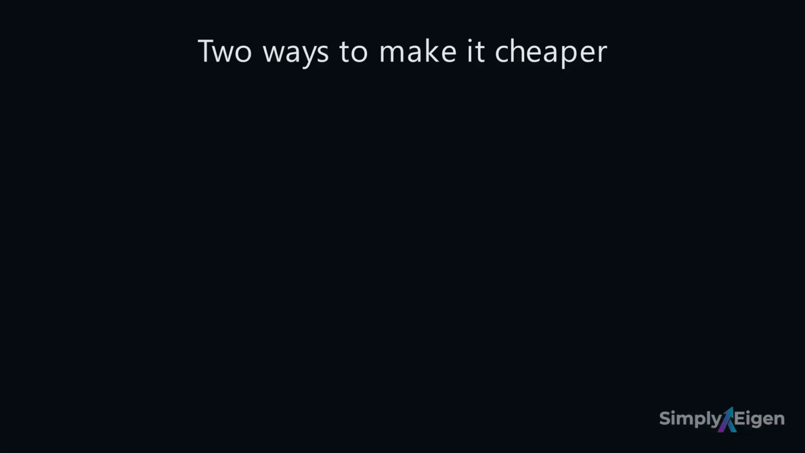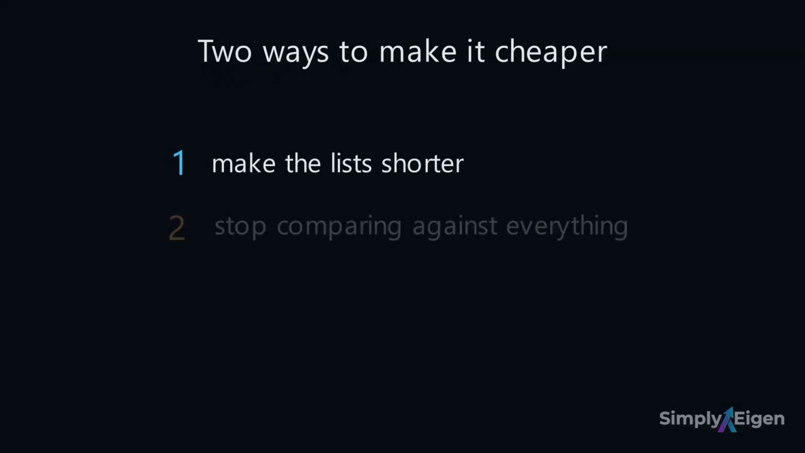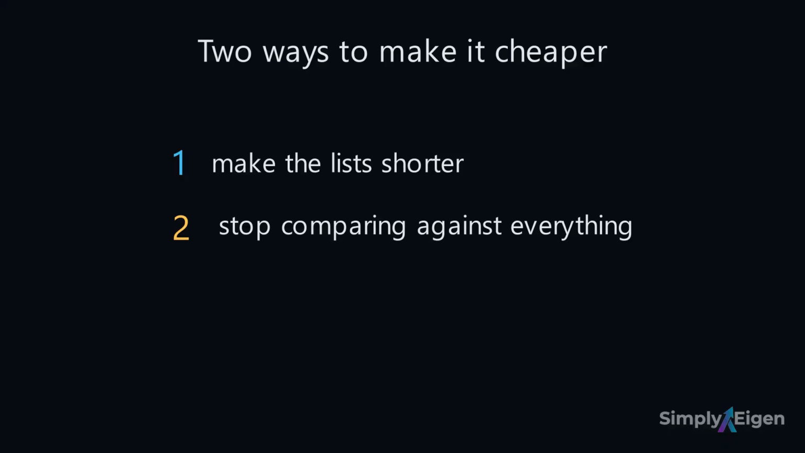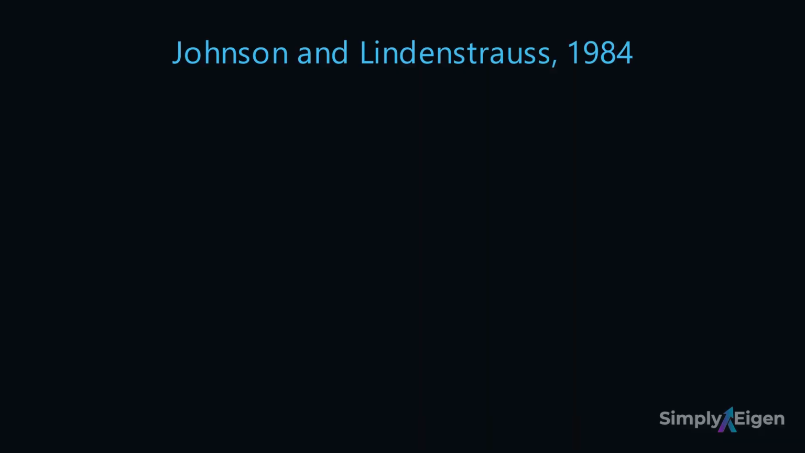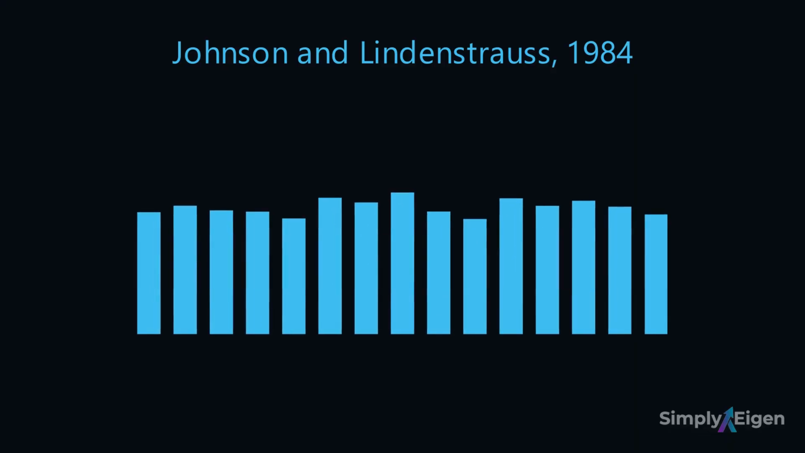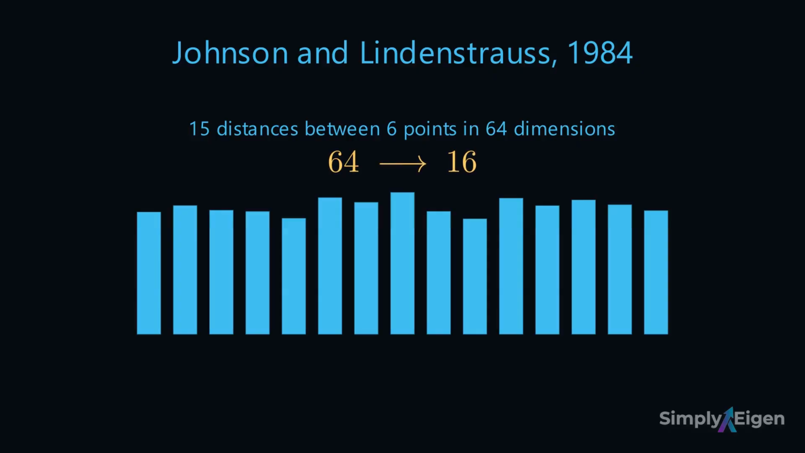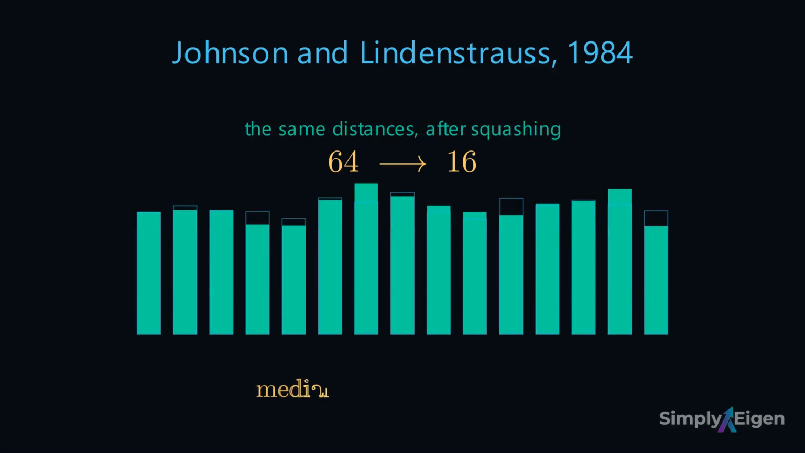There are 2 ways to make it cheaper, and both are worth understanding. Make the lists shorter, or stop comparing against everything. Take the lists first, because the mathematics there is genuinely surprising. There is a result from 1984 by William Johnson and Joram Lindenstrauss, and it says something that ought to be false. Take any collection of points in a space of any number of dimensions. You can squash them down into far fewer dimensions, and every distance between every pair of points survives to within a tolerance you choose in advance.